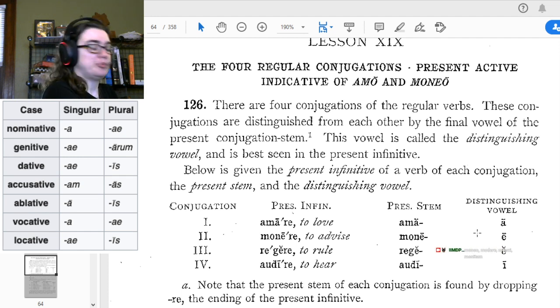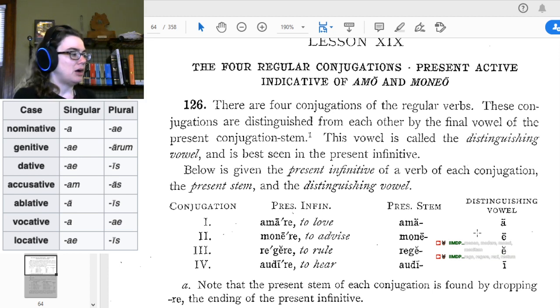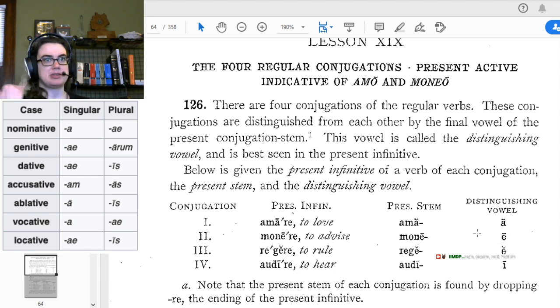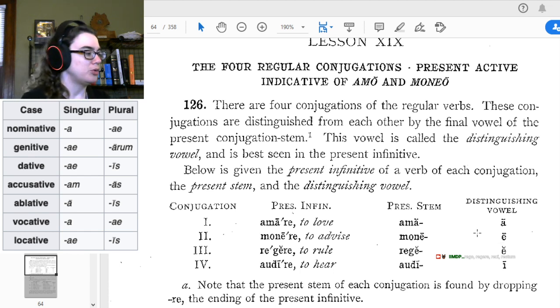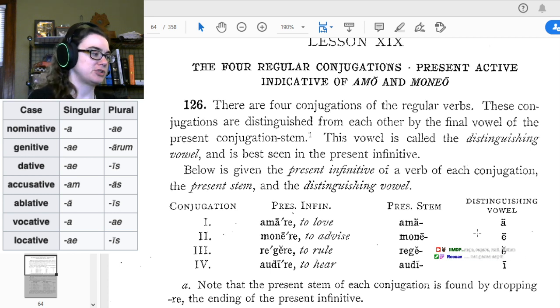The principal parts for regere are rego, regere, rexi, rectum. So when I type it in chat, there's no long or short marks. So how would you tell? The kind of second give is in the first principal part. Moneo has an EO, and rego has just an O. So that's the first principal part give.